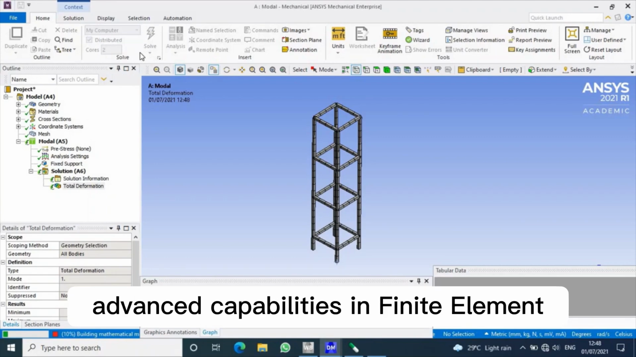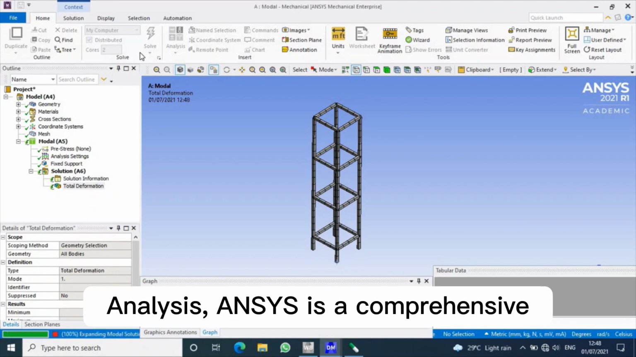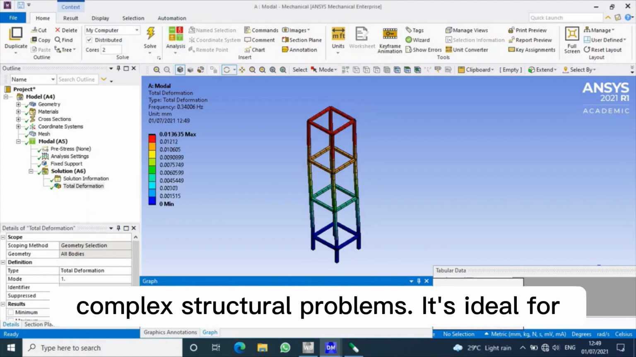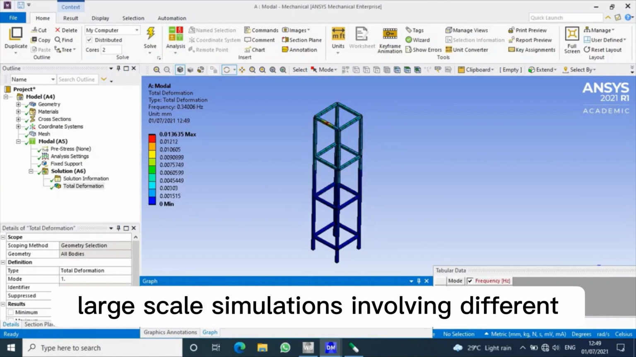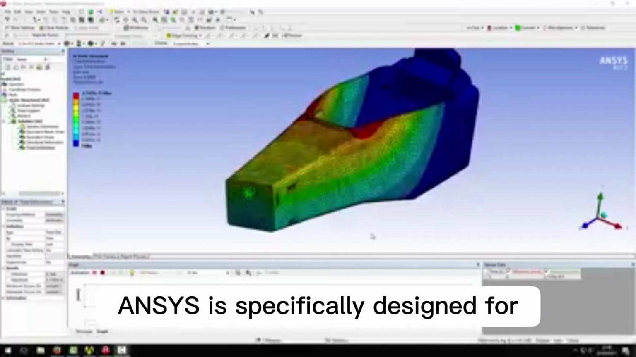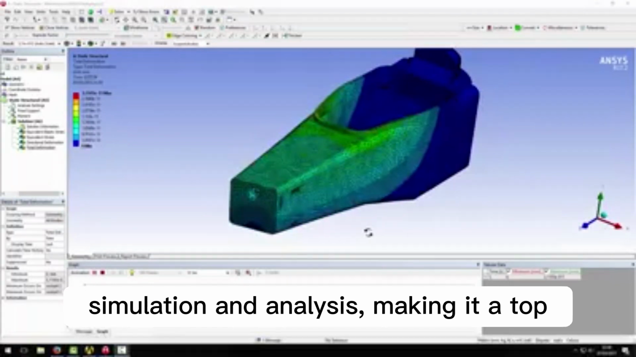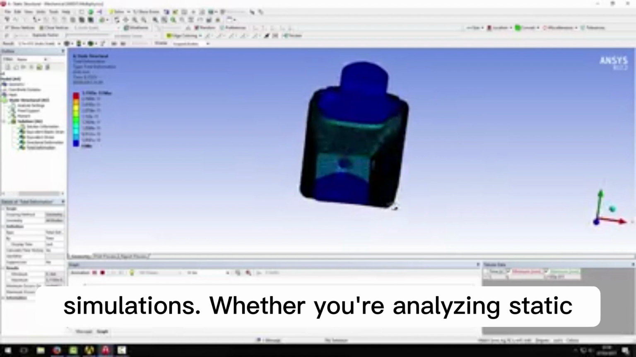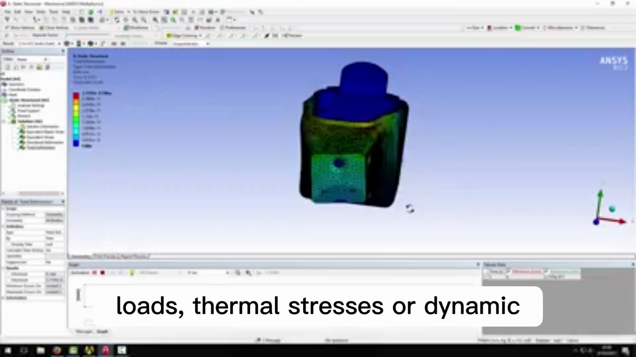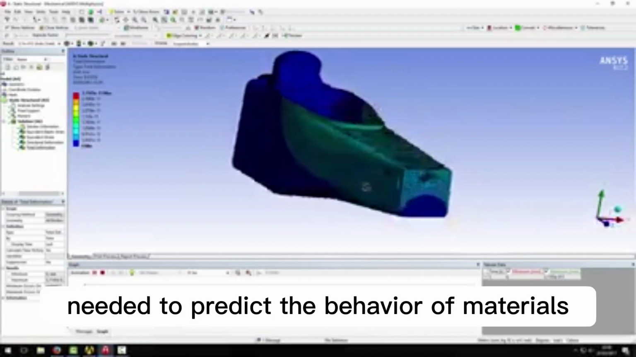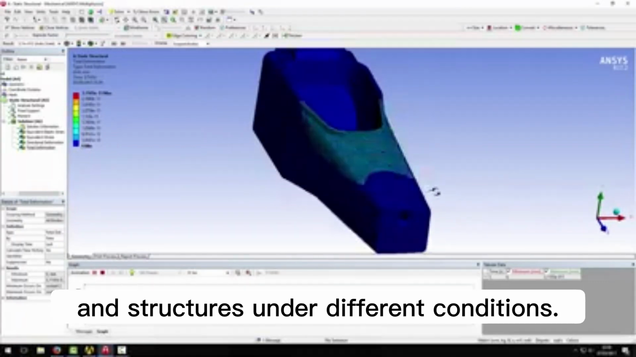Known for its advanced capabilities in finite element analysis, ANSYS is a comprehensive simulation tool used by engineers to solve complex structural problems. It's ideal for large-scale simulations involving different materials, complex geometries, and varying loads. ANSYS is specifically designed for simulation and analysis, making it a top choice for advanced engineering simulations. Whether you're analyzing static loads, thermal stresses, or dynamic responses, ANSYS provides the tools needed to predict the behavior of materials and structures under different conditions.